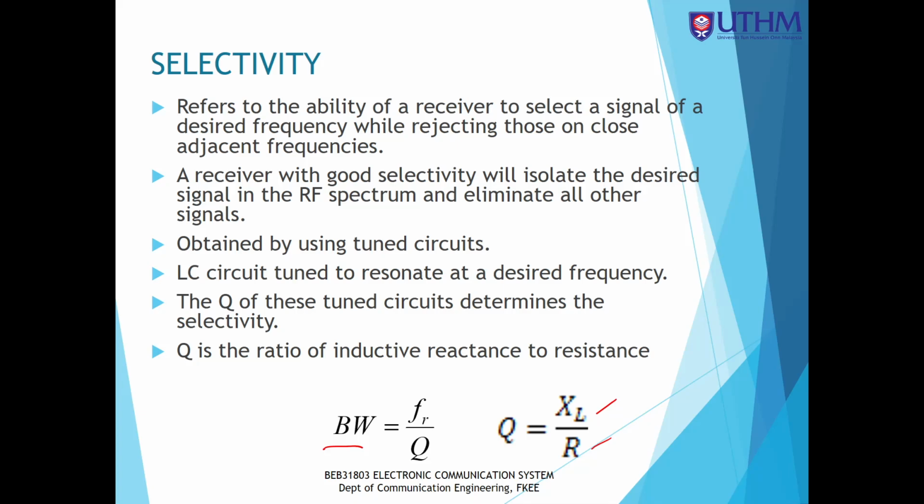So the bandwidth of the tuned circuit is equal to the resonant frequency divided by the quality factor. Of course, bandwidth has the unit of hertz. Q has no unit. It's a unitless parameter because this is ohm divided by ohm, impedance divided by impedance. So this is a unitless parameter.